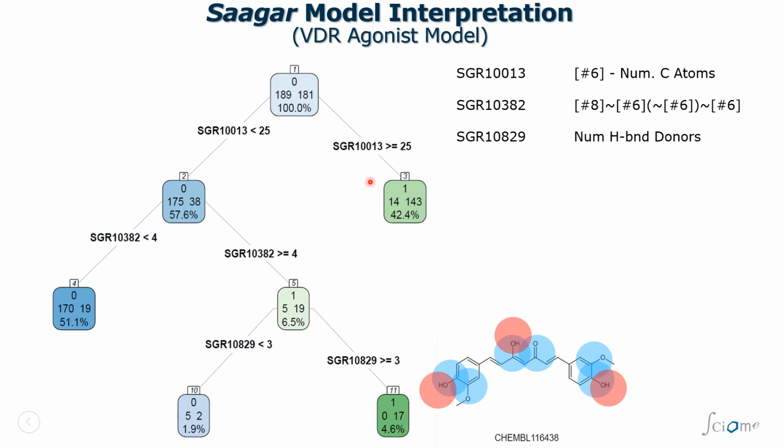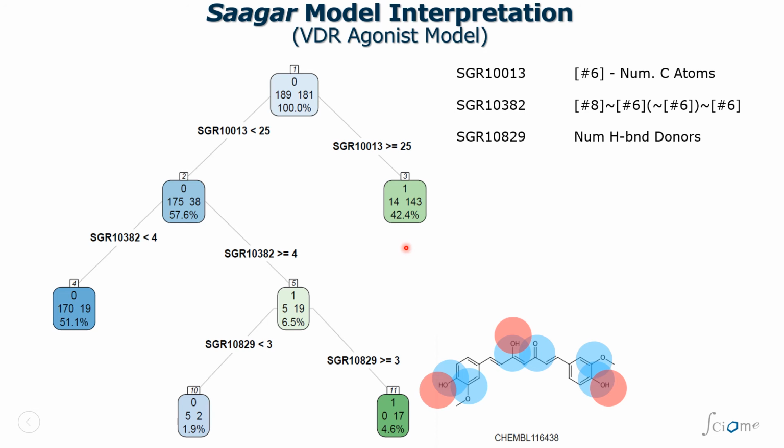Node 3 is a terminal node. That means predictions will be made from this. And what it says is that the compounds which have more than 25 carbon atoms are likely to be VDR agonists. Why? Because there are 157 compounds in this node, a large enough sample, and 90% of those are actually active. But should we accept every prediction?